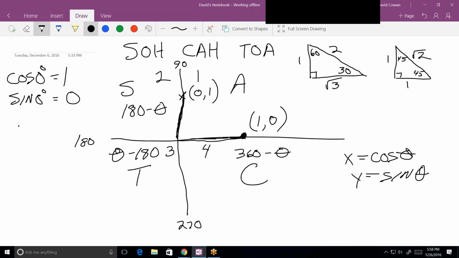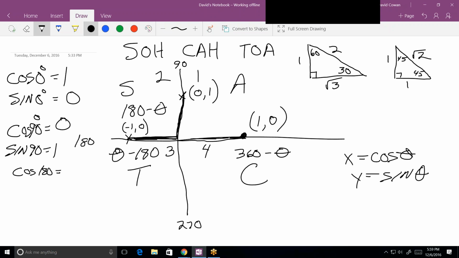What is the cosine of 90 degrees equal to? 0. What is the sine of 90 degrees equal to? 1. Now let's go and look at a 180 degree angle. What are the coordinates of that point? -1, 0. So what's the cosine of 180 degrees equal to? -1. And sine of 180? 0.